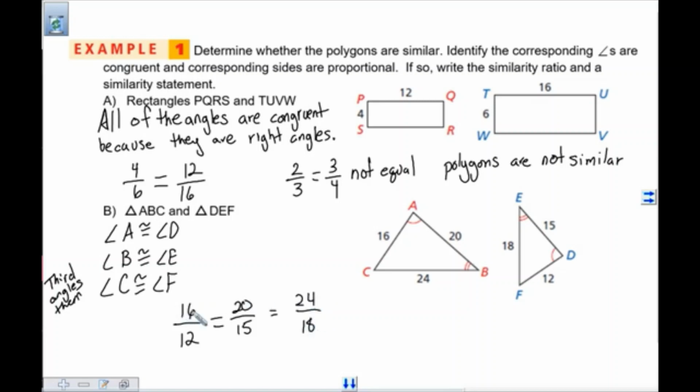Now notice, every time my left triangle was on top, my right triangle was on bottom. You could flip them, but you have to flip all of them to be able to check for proportionality. Okay, and what does 16 over 12 reduce to? Four-thirds. And what does 20 over 15 reduce to? Also 4/3. And what does 24 over 18 reduce to? Also 4/3. Now these all reduce to the same thing, so this is our similarity ratio.